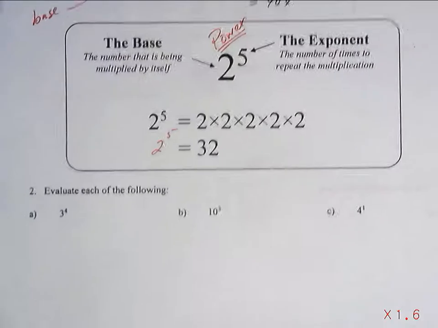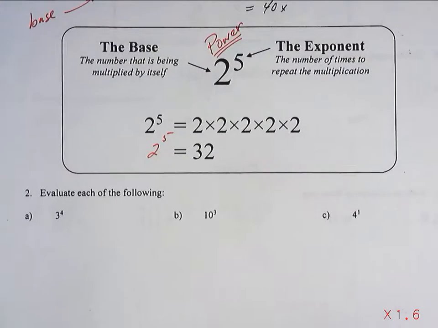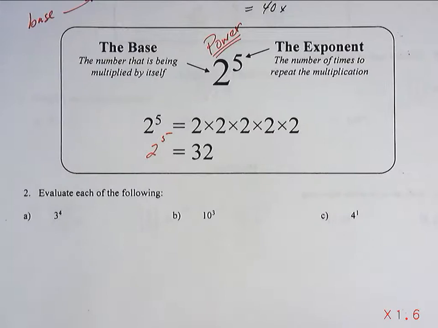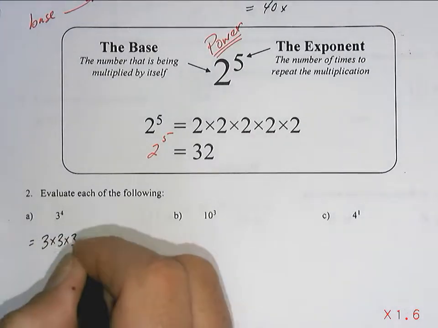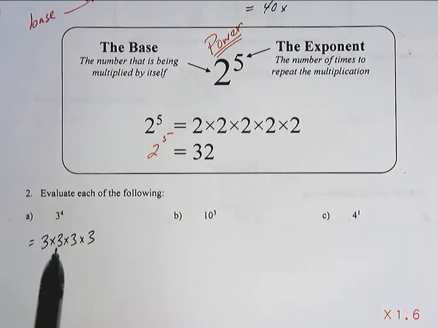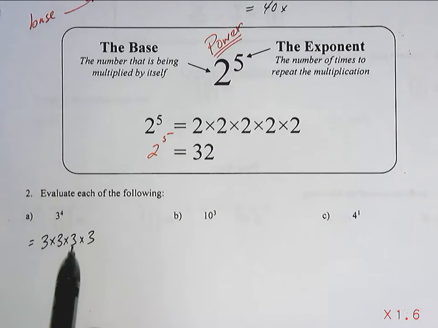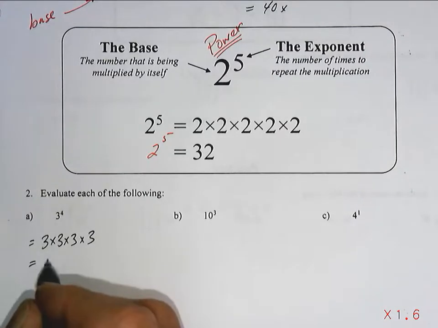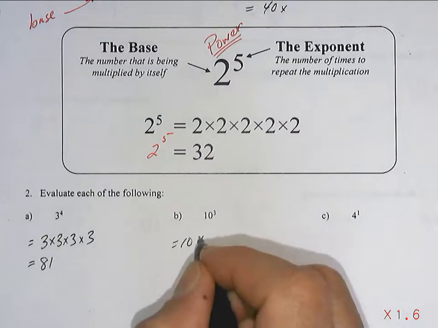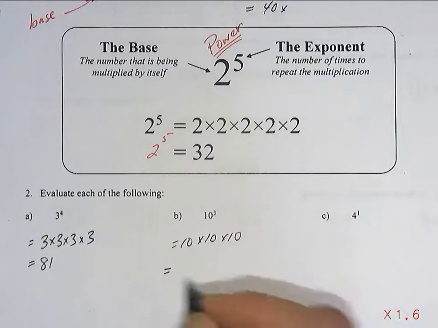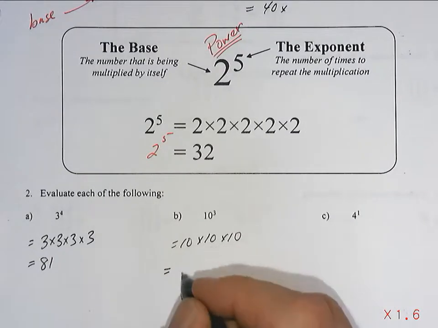Down at number 2, there's 3 to the 4. So they want me to evaluate the following. Well, we can use a calculator or we can use our heads. Probably our heads are pretty good at this point. 3 times 3 is 9, times 3 is 27, times 3 again is 81. Or you could say 3 times 3 is 9, 3 times 3 is 9, 9 times 9 is 81. Or you can use a calculator, and we'll talk about how to use a calculator in just a moment. 10 to the 3. 10 times 10 times 10. 10 times 10 is 100, times another 10 is 1,000.